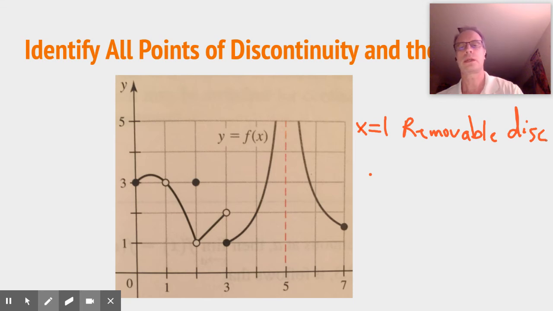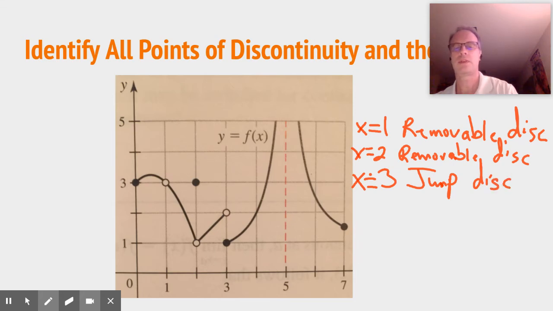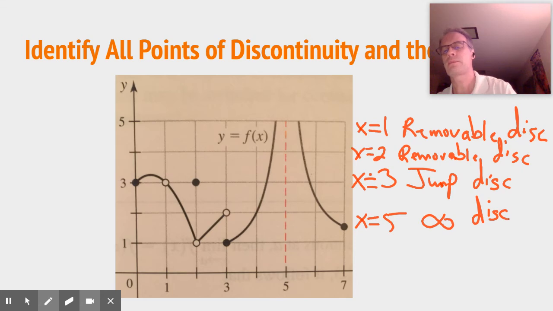I am going to say that at x equals 2, I also have a removable discontinuity. At x equals 3, I have a jump discontinuity. And then finally at x equals 5, I have an infinite discontinuity. Okay. Of course, I'm abbreviating this because I'm writing with the stylus and you couldn't read it if I actually tried to write out all the words.